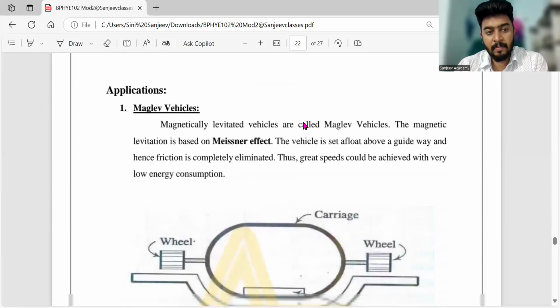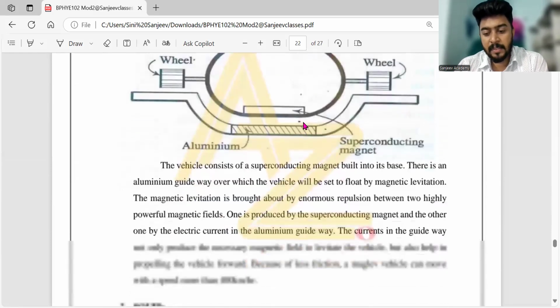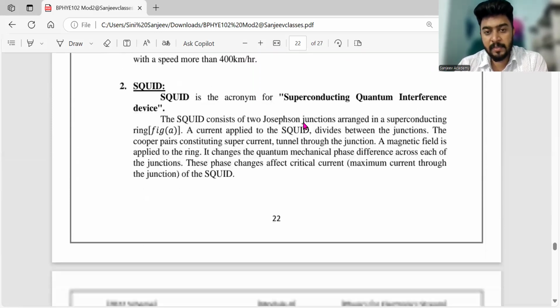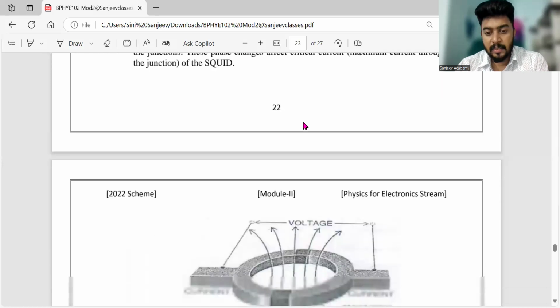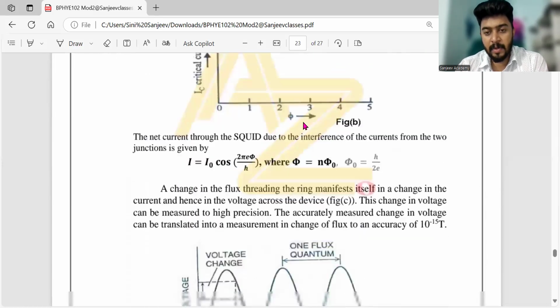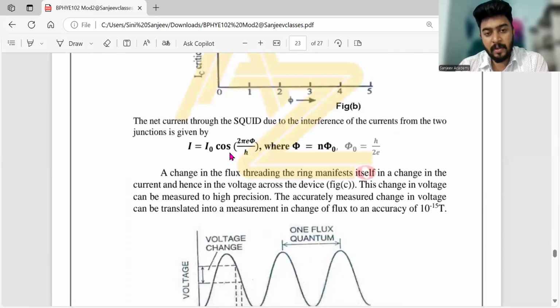Applications: MAGLEV vehicles, draw the diagram, and study SQUID, superconducting quantum interference device. This is very, very important. They might ask it. So study the diagram in this also. Two diagrams, draw diagrams properly. And I is equal to I naught cos 2 pi e phi by h. That also study.